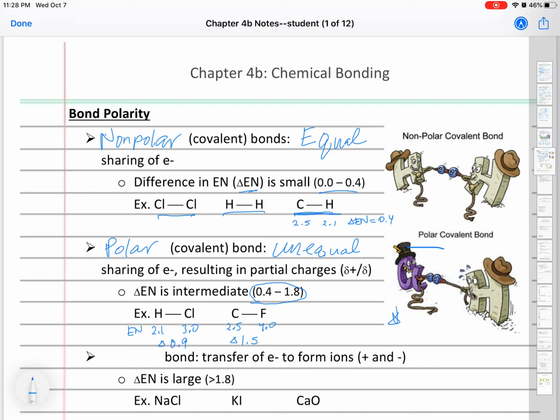And I like this little cartoon showing chlorine in this tug of war and the sharing of the two electrons. Those electrons are closer to the chlorine. The chlorine has a stronger pull. It's more electronegative. It's hogging those electrons.